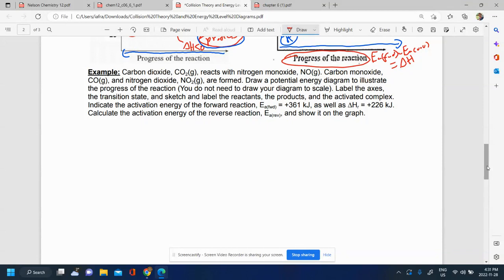So carbon dioxide reacts with nitrogen monoxide. So I'm just going to write that out here, this is our reaction. We have carbon dioxide reacts with nitrogen monoxide, NO gas, to produce carbon monoxide, so CO gas, plus nitrogen dioxide, NO2 gas. So that's our reaction that we're dealing with.